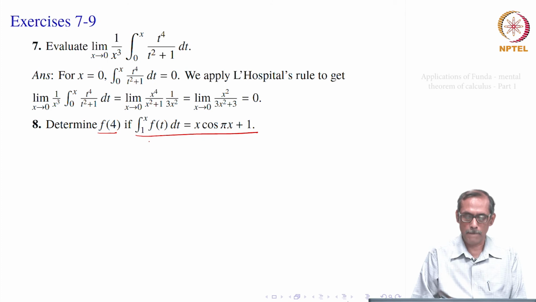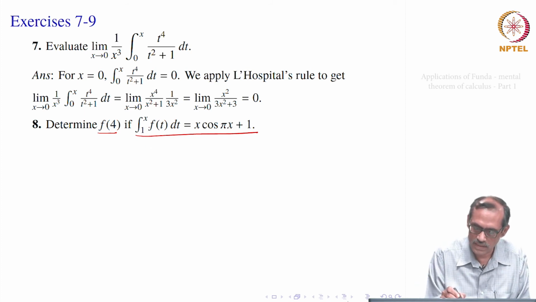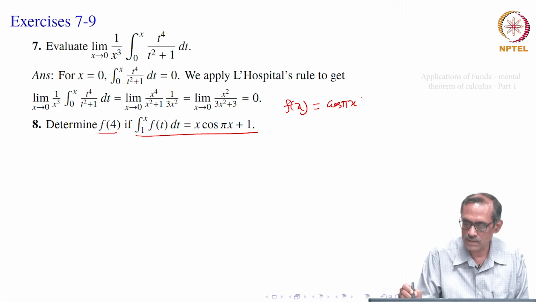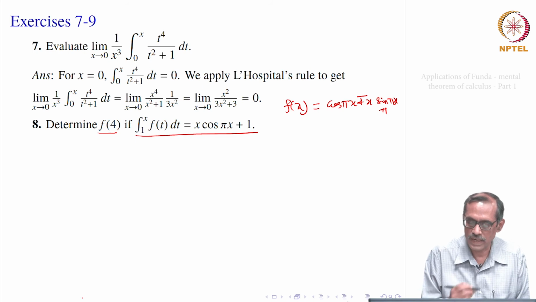So, here what we do? We can find out f of x directly by differentiating this. If you differentiate the left side, we would get f of x, it is the integral 1 to x f of t dt, and you differentiate the right side, of course, you get something, right, 1 gives 0, x cosine pi x will give you, derivative of x is 1. So, cos pi x plus x cos pi x, derivative is minus sin pi x into pi. So, that will be f of x, then you can substitute 4 and get f of 4, fine.